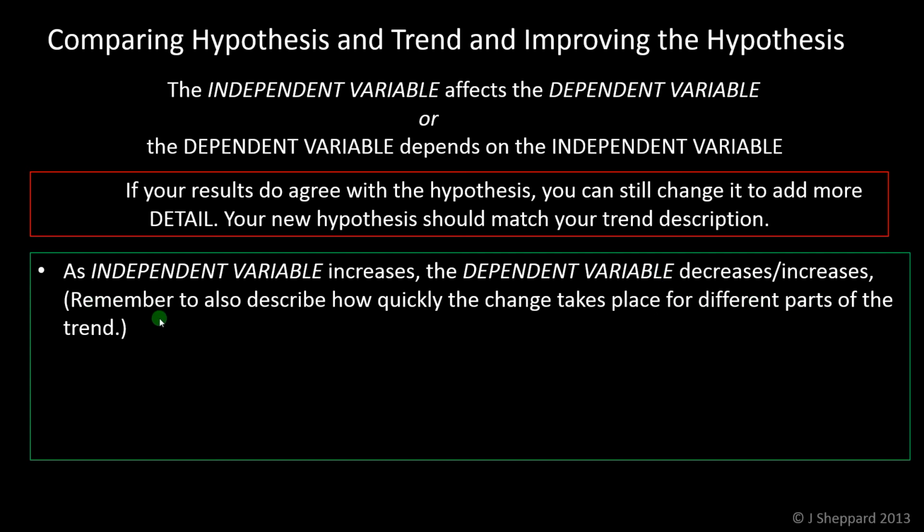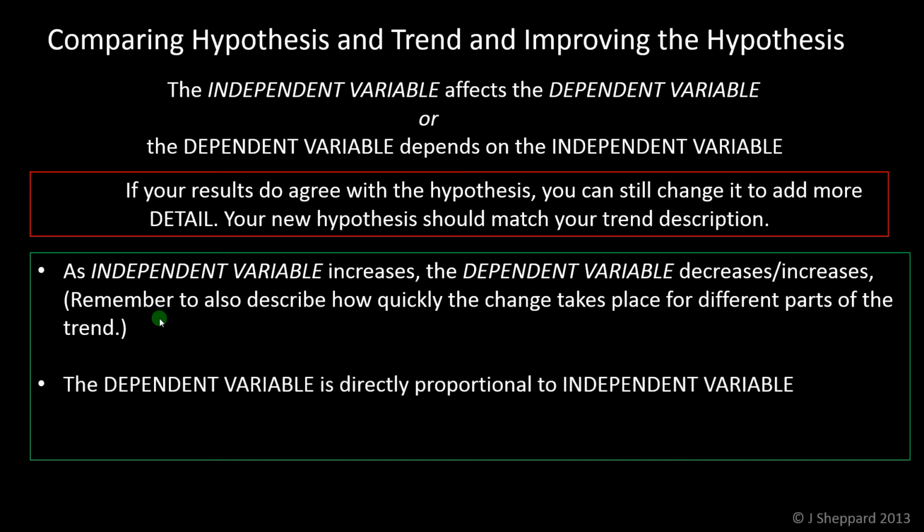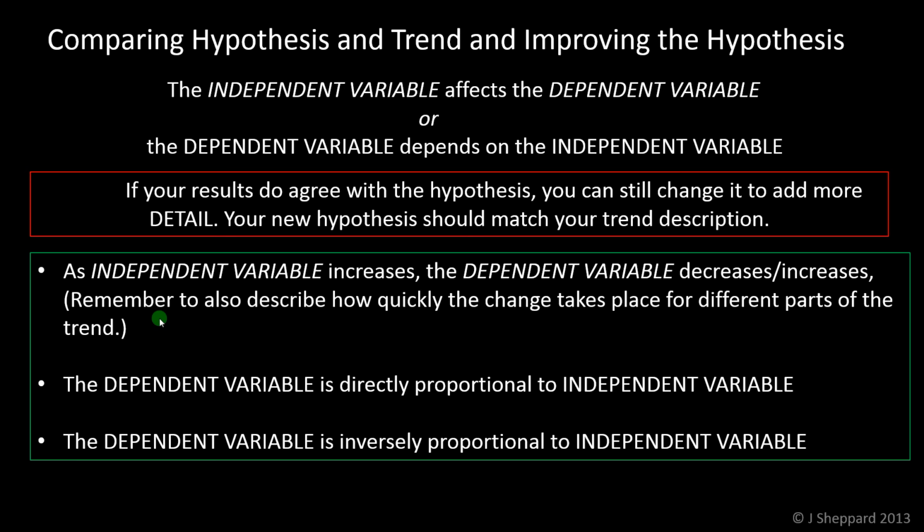Is it rapid at low values and gradual at high values, or vice versa? And don't be afraid to use the other two specific trends that we talked about. If it's directly proportional, say it's directly proportional. If it's inversely proportional, say it's inversely proportional. And demonstrate how you know that.